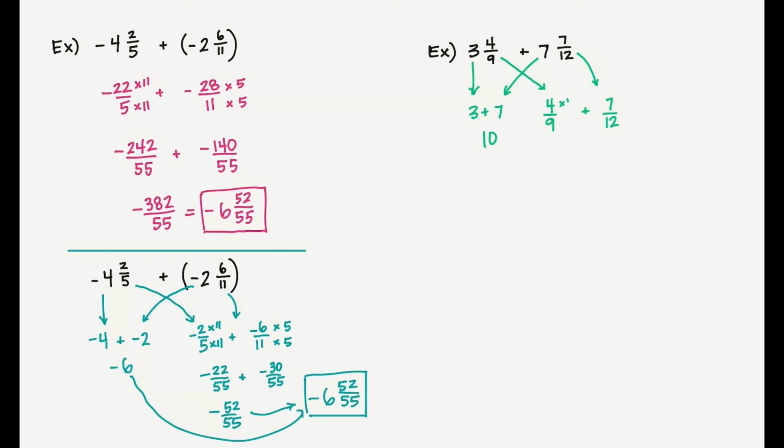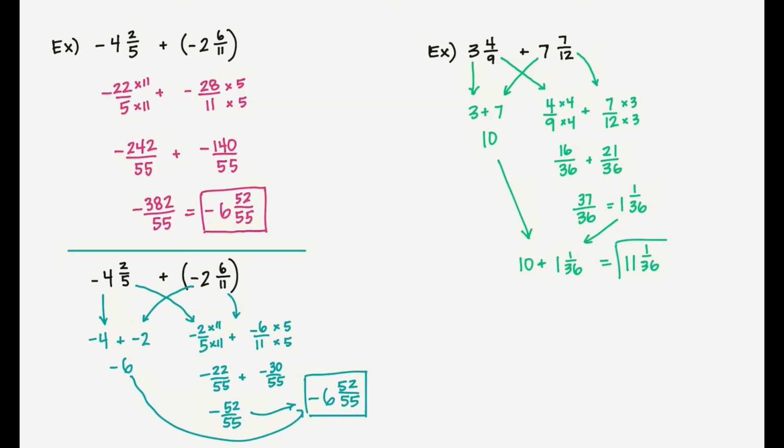And I think the least common multiple that I could think of is 36. So I'm going to multiply the first by 4 and the second fraction by 3. So I get 16 over 36 plus 21 over 36. Combined, they add up to 37 over 36, which is an improper fraction. So I could rewrite it as 1 and 1 over 36. Now, added to the 10 that I started with, I have 10 plus 1 and 1/36 for a combined total of 11 and 1/36. It's a lot of work, but I know you guys can do it.